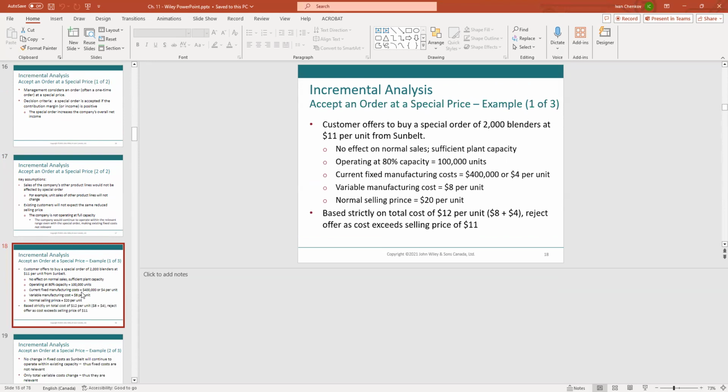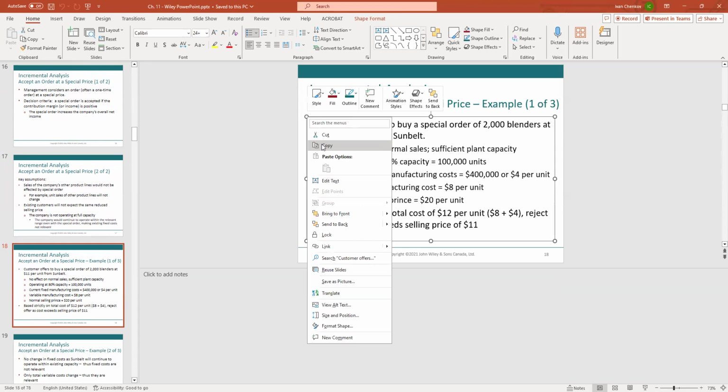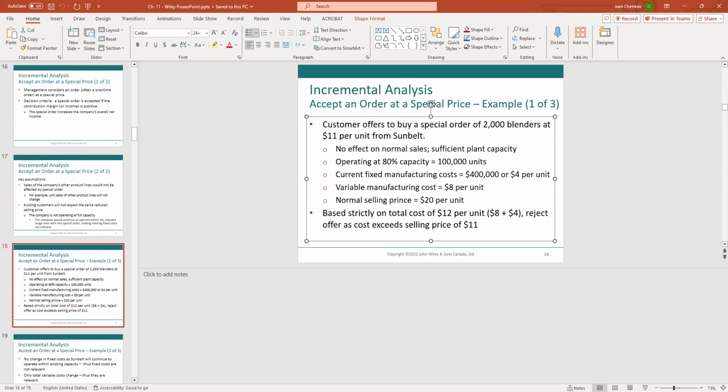So let's see now the example. What I can do is copy this one, the entire slides. And you already know that I like Excel. So I'm going to move this to Excel and we can work on the Excel spreadsheet, if that's okay with you.